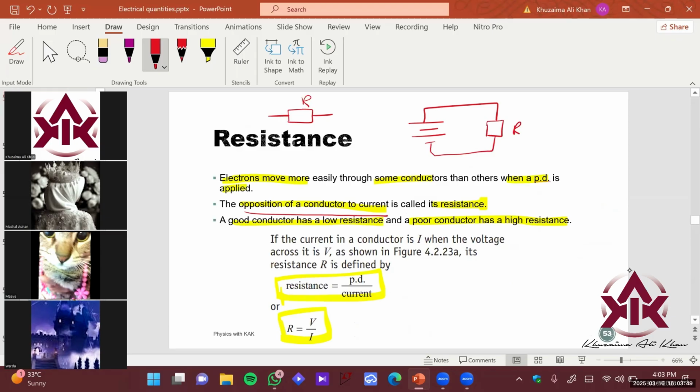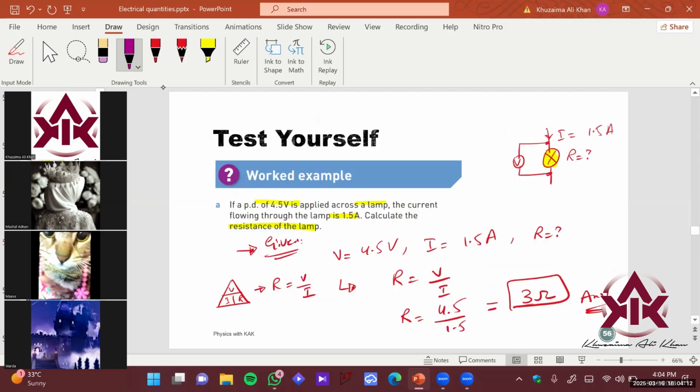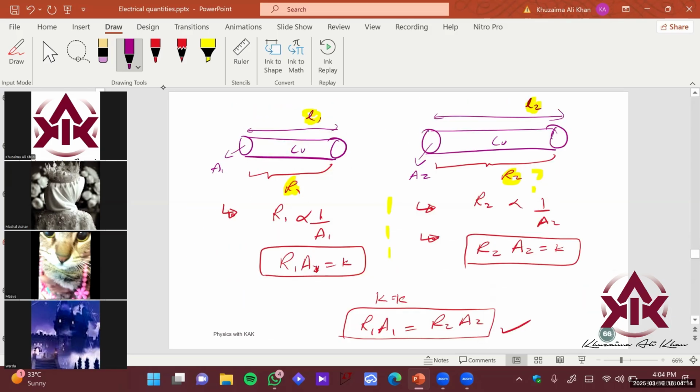So basically the SI unit for resistance is ohms, right? Let me write it down over here. The SI unit for resistance is ohms, right? It has this symbol here. Just remember this. This is called capital omega. It's a Greek symbol. Okay? Alright, now I believe it is clear.